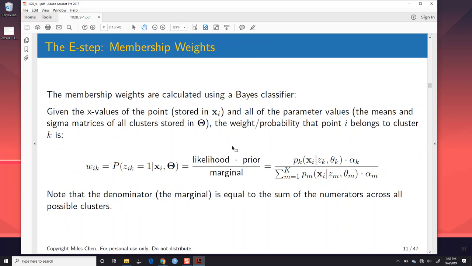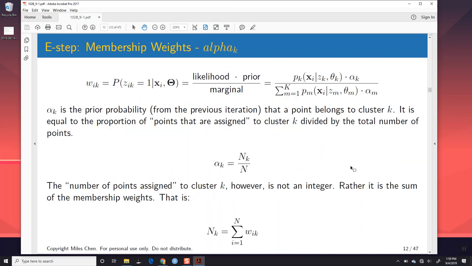All right. So this part, the E step, is very much like the Bayes classifier. We have a likelihood times a prior divided by the marginal, okay? And then the marginal is just the sum of the numerators across all things, okay? So the likelihood is the probability of getting this data point. It's the multivariate PDF based on the weights of whether it belongs to that point or not, okay? And then over here, the alpha is the prior, and this is kind of like how many points are assigned to the cluster right now. Okay, so I'll go through each of these things to talk about the symbols for this, okay?